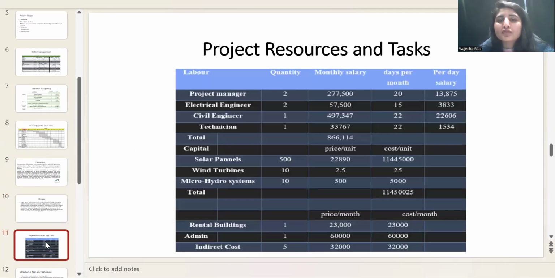Now I discuss the project resources and tasks that I chose to analyze. As I discussed earlier about the project manager, the quantity is 2, electrical engineers 2, civil engineers 1, technician 1. The monthly salary from the different sources I calculated is like this. Then I converted it into days per month, like how many days they are working, and the per day salary is also calculated. The capital cost is also calculated: the solar panel, wind turbine, micro hydro system, and the rental building value cost, and indirect cost is also calculated. These are the project resources and tasks that I made for the project.